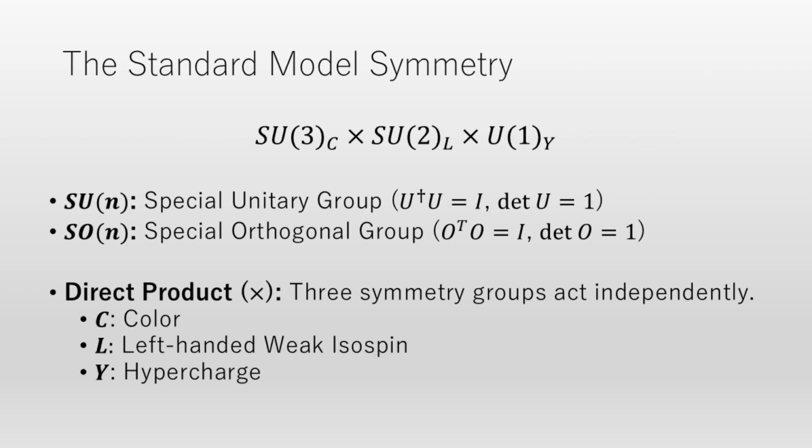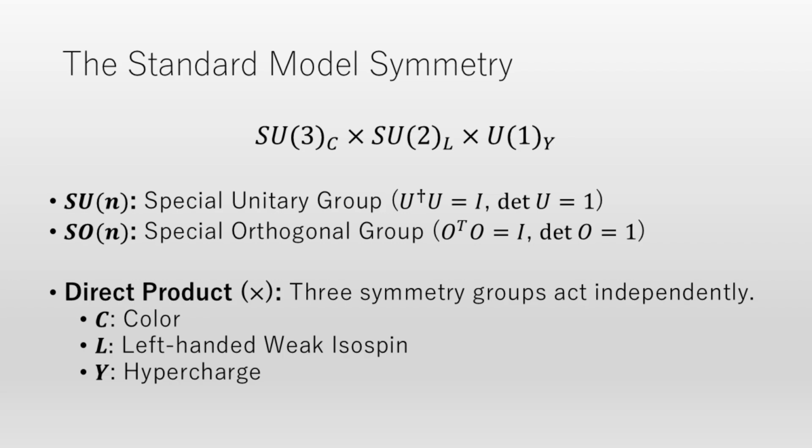The symbols SU(N) and SO(N) denote Lie groups, which are continuous symmetry groups represented by matrices. The integer n specifies the dimension of those matrices. The letter U stands for unitary. Unitary matrices satisfy U†U = I, which preserves inner products and therefore probabilities in quantum mechanics.